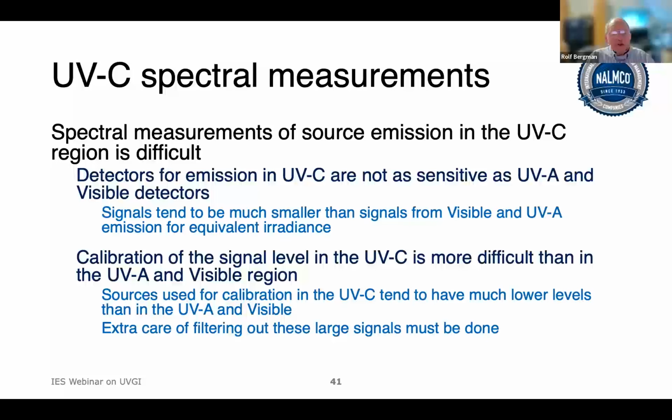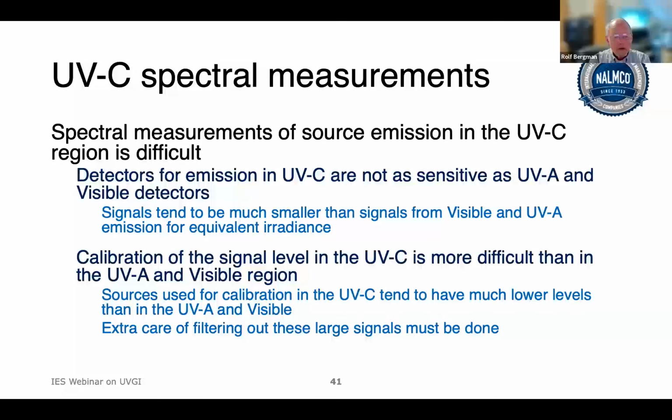Some caution: spectral measurements is difficult. First, the sensitivity of devices in the UVC is not as good as visible or UVA. And on top of that, the signals are much smaller usually. So to get accurate spectral measurements, we need to look at very small signals. And that's why you need double monochromators, because normally the source has other light, particularly if they're incandescent in the UVB and visible, and it is orders of magnitude more than in the UV.